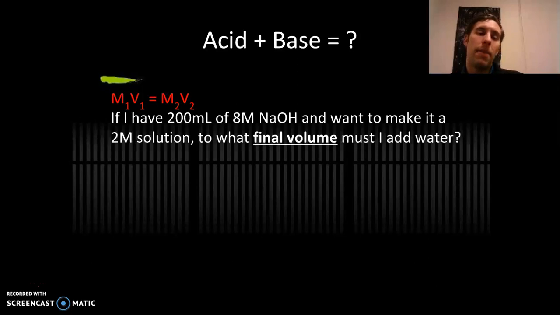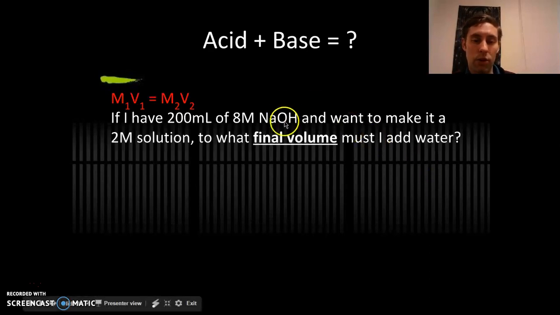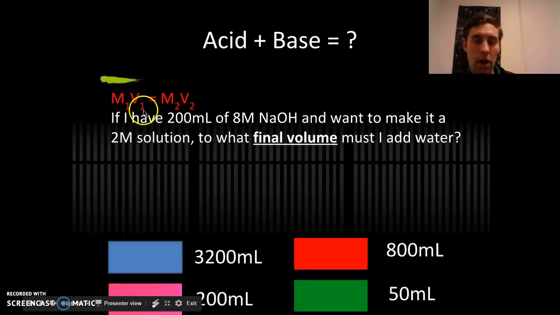Okay, acid and base when we combine them. If you have 200 milliliters of an 8 molar base solution and want to make it a 2 molar solution, to what final volume must we add the water? So this looks a lot like our dilution formula you may have seen before when we did solubility. So our molarity is 8 molar, our volume is 200 milliliters, and we want to get it to be a 2 molar solution.